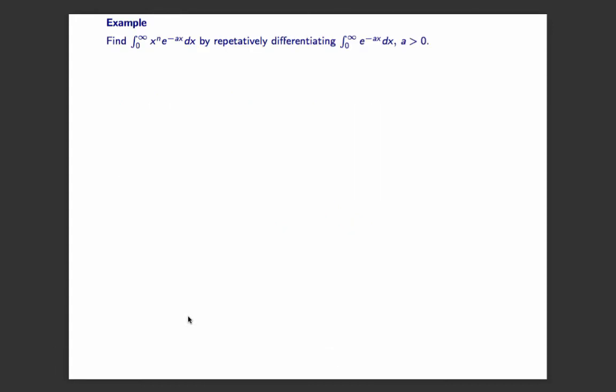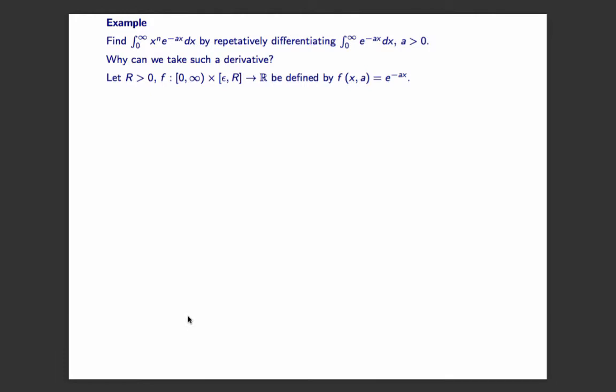Okay, so let's work out an example. So let's find the integral from 0 to infinity of x to the n times e to the negative ax by repetitively differentiating the integral from 0 to infinity of e to the negative ax. Now, of course, we could get right to repetitively differentiating, but we should justify why we can actually take such a derivative, and that it is a mathematically valid step.